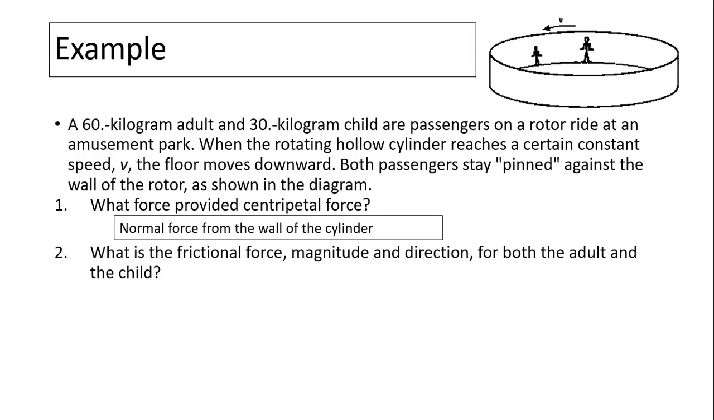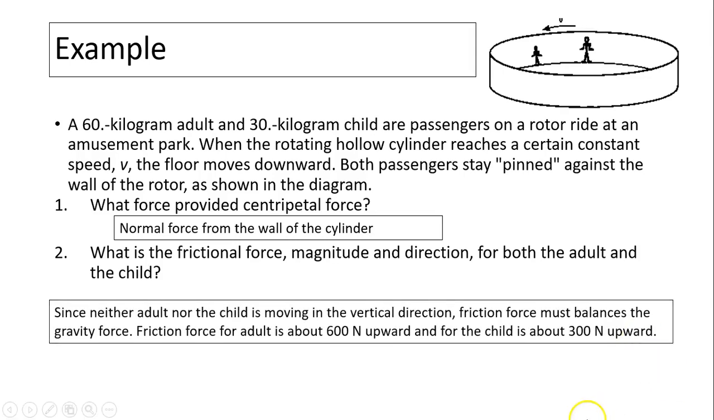We already know there is gravity in the vertical direction going downward. So there must be an upward force to overcome this gravity. That upward force is friction force. So for the adult, the friction force is upward. That equals the gravity of the adult, which is 600 newtons, 60 times 9.8 or 10. And the friction force for the child equals the gravity of the child, which is 300 newtons. Both friction forces are upward to overcome the gravity force.